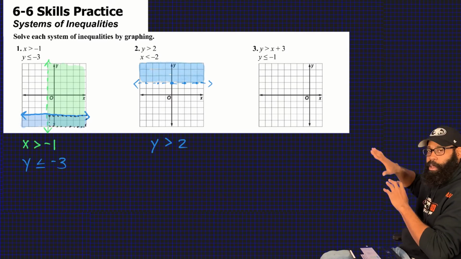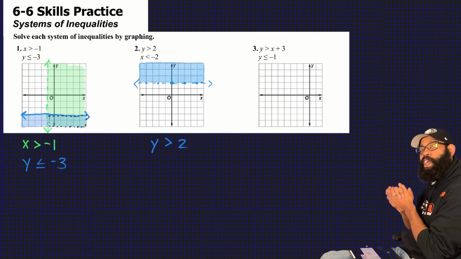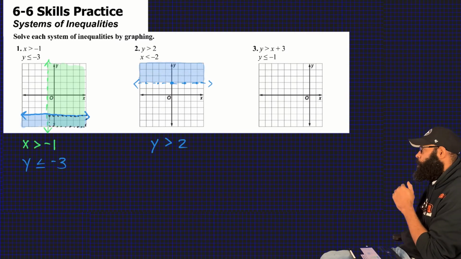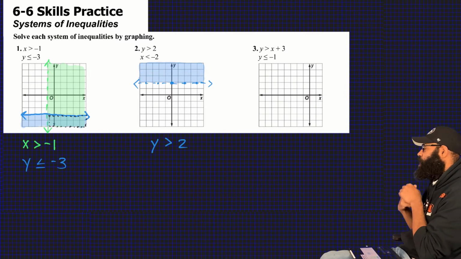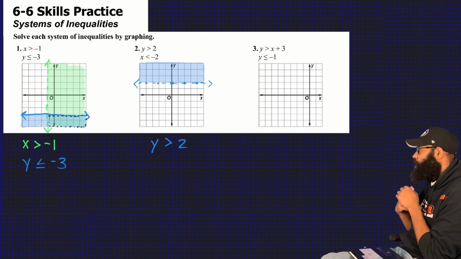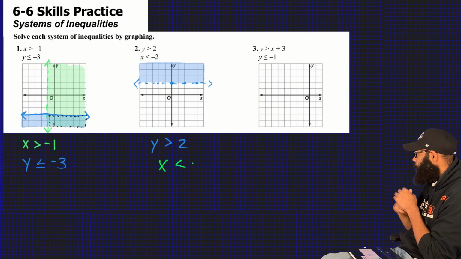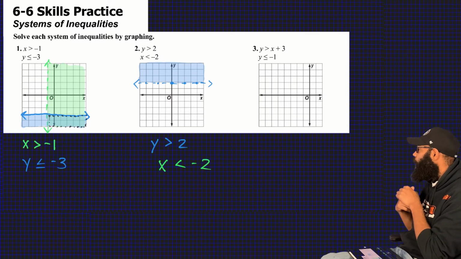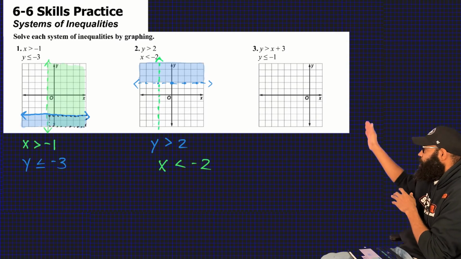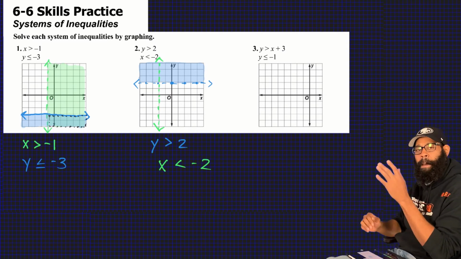Now, that's only one inequality that we graphed. We have to graph the second inequality, which says X is less than -2. Where is -2 on the X axis? Right there. Now, where else is it -2? There, and there, and there, and there. Anywhere along that is what we call a boundary line.